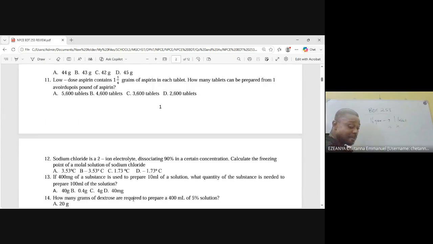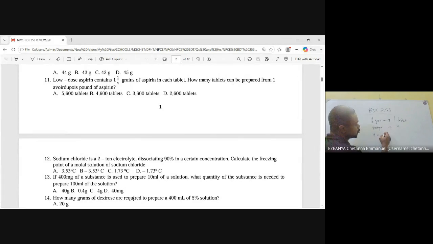So go straight. Remember, this is MCQ. Don't waste time. Go straight and replace it with what? 7,000 grains. Straight up. Don't waste your time trying to do long conversion. Just go straight and put 7,000 there. And if you're able to achieve that, you make X the subject of the formula.